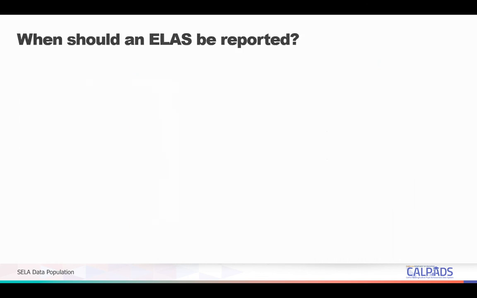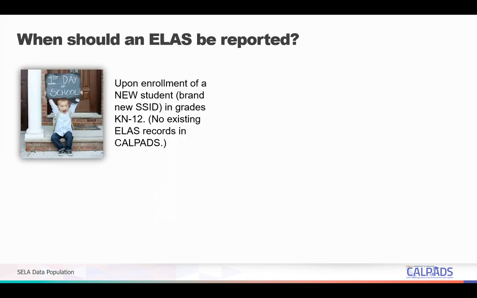So when do you report ELAS statuses in CalPADS? There are three conditions as to when you report these statuses in CalPADS. First is if the student is brand new in California, has no SSID yet, or has just been issued an SSID, has no ELAS records in CalPADS, and is in grade KN to 12.